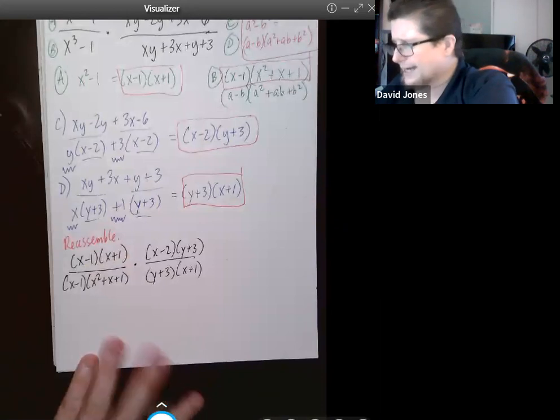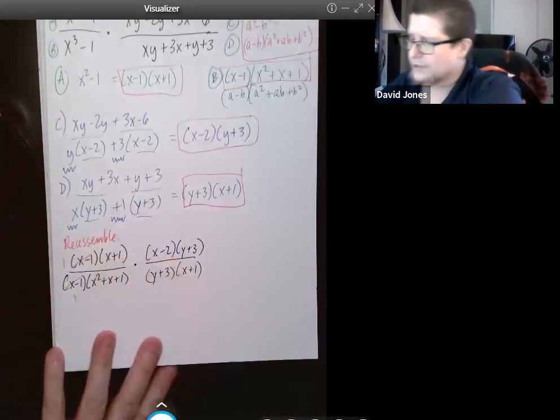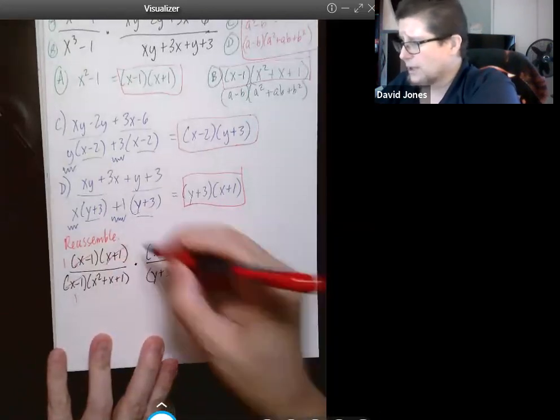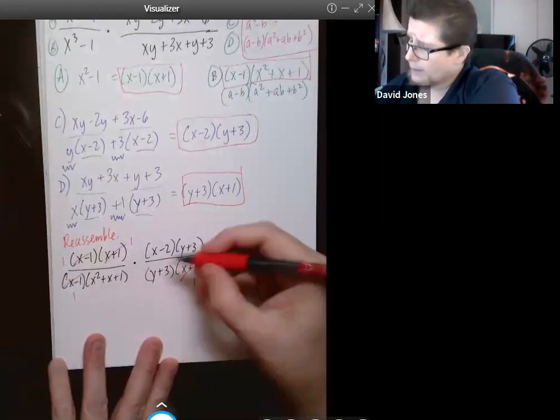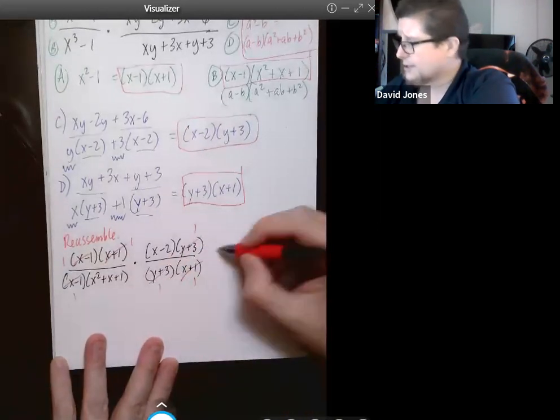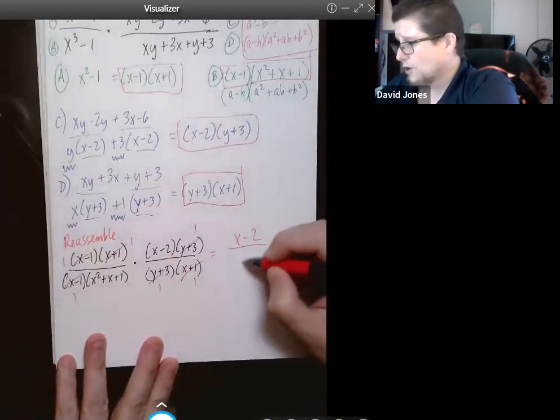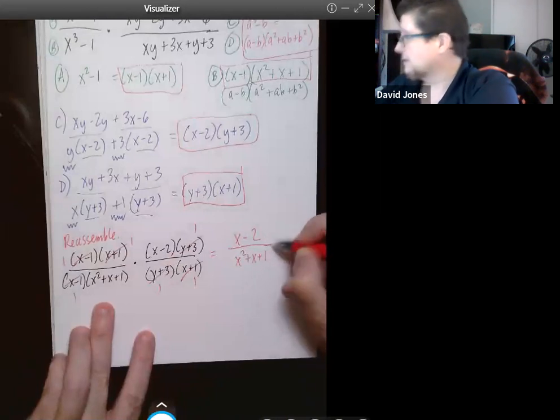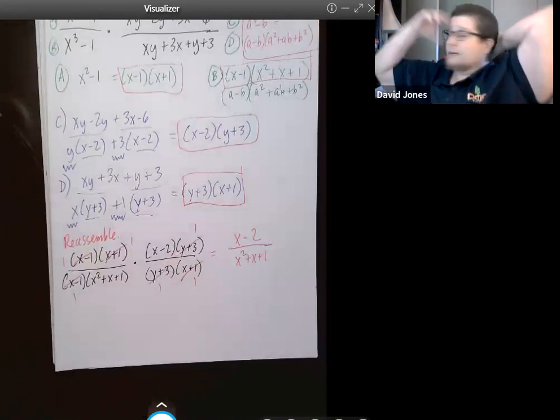And we go through and cancel like terms. They both have an x minus 1 in them. I'll replace those with 1s. They both have x plus 1 in them, top and bottom. I can replace those. The y plus 3's cancel out. I can replace those. This simplifies to x minus 2 over x squared plus x plus 1. Okay? So that's doing the multiplying and dividing. Let's take a look at adding and subtracting rational expressions.